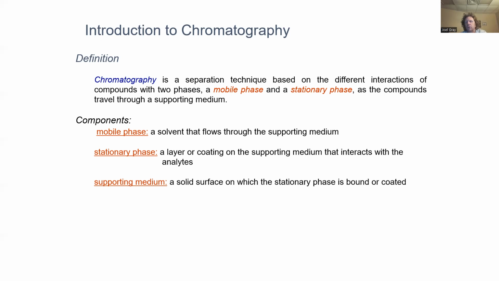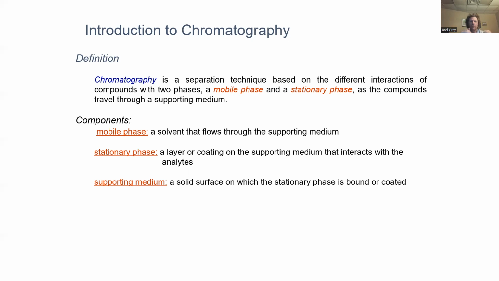That mobile phase is generally going to be your protein extract, a protein sample that's been processed in a particular way. So it's basically just what your protein is solubilized in when you're doing column chromatography for proteins. Your stationary phase is going to be a layer or coating of the supporting medium that interacts with the analytes.